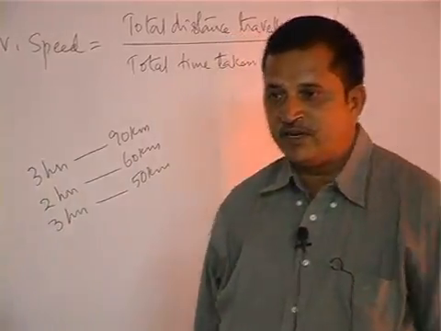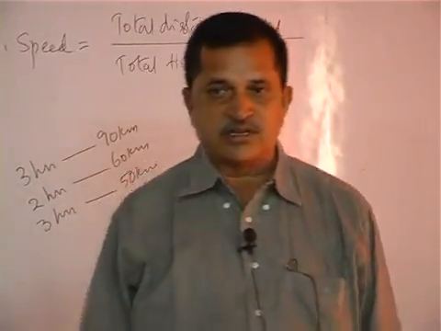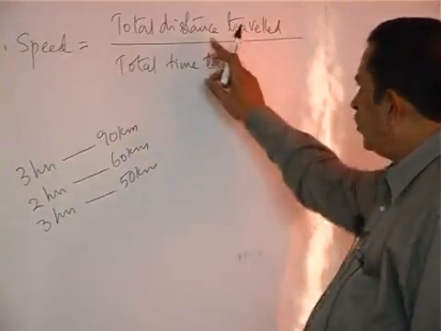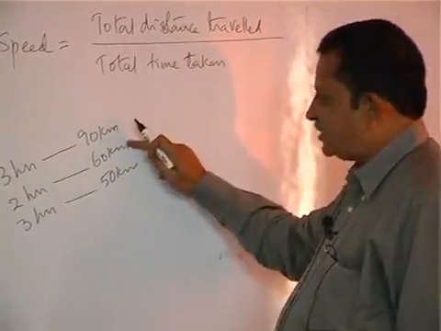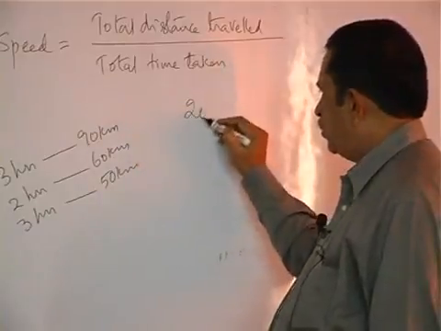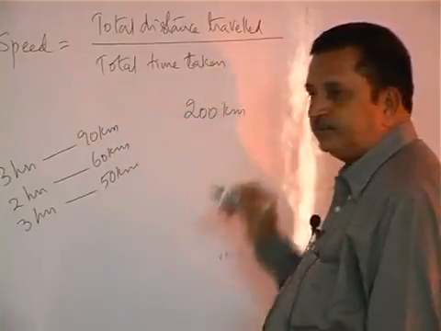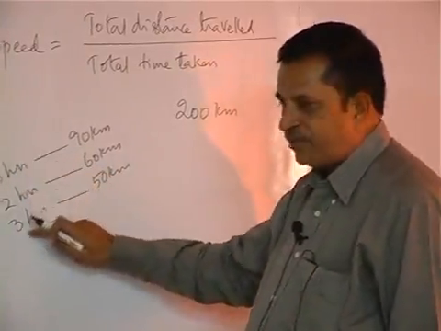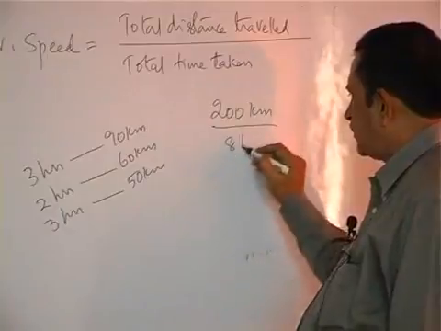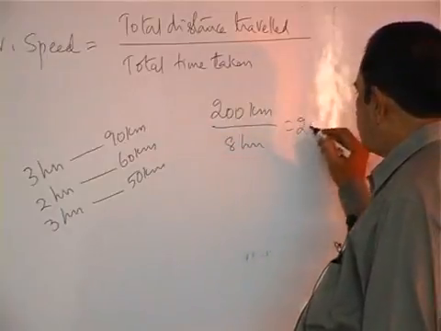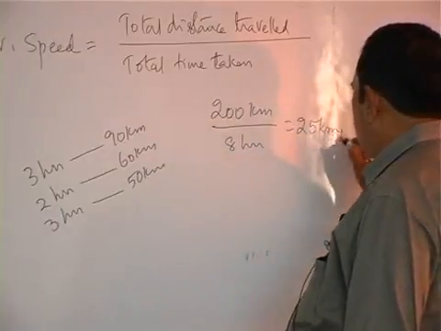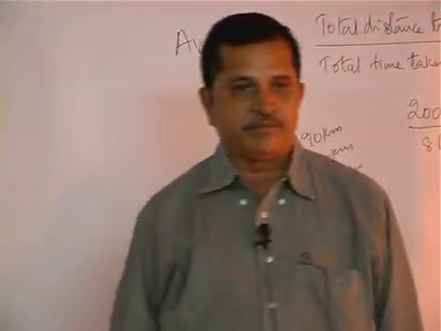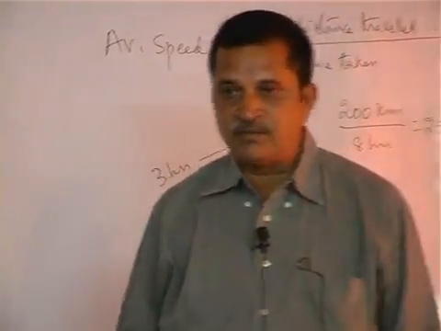Find his average speed. Suppose if the question is asked like this, then what we have to do is, total distance traveled is 90 plus 60 plus 50, 200 kilometers. Total time taken is 3 plus 2, 5, 5 plus 3, 8 hours. 200 by 8 means 25 kilometers per hour. So average speed is 25 kilometers per hour.